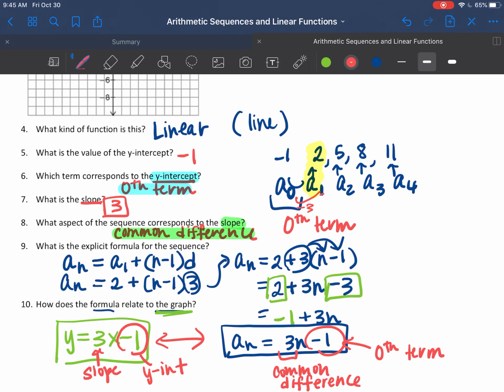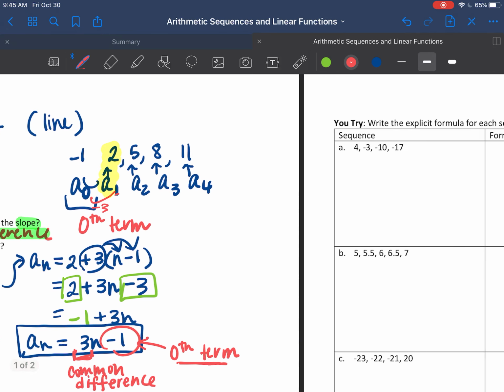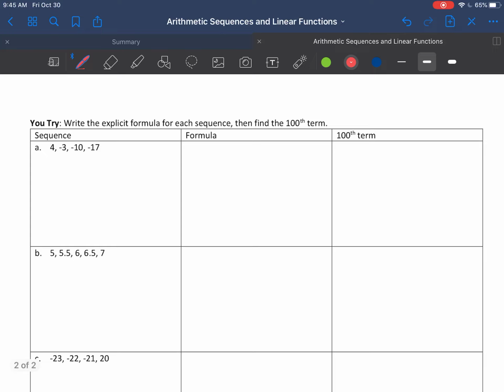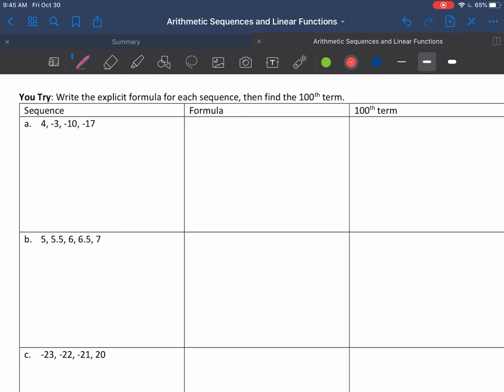And so that's how arithmetic sequences relate to linear equations. They're the same. You just have to find the 0th term and find the slope. And you can write this explicit formula without having to start here. You can skip straight to here. And so I'm going to show you how to do that on the next page.